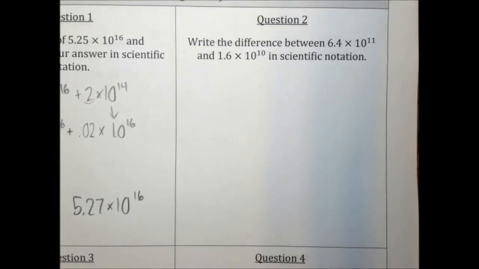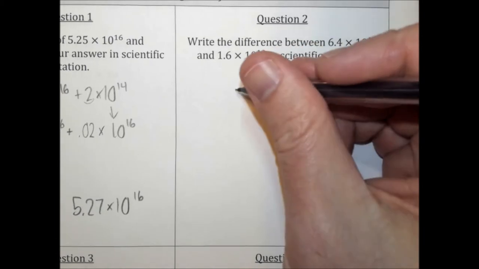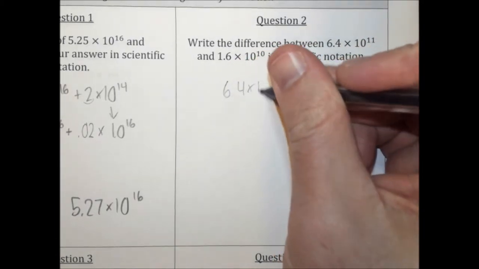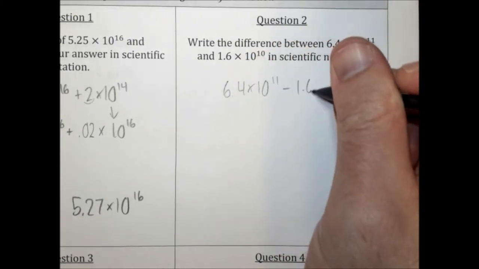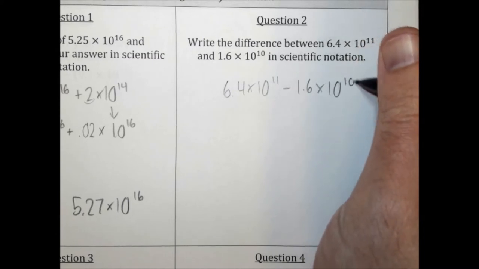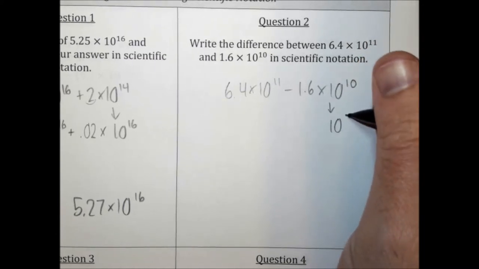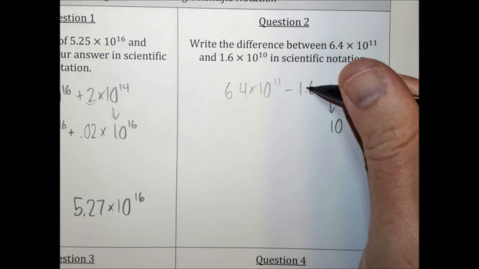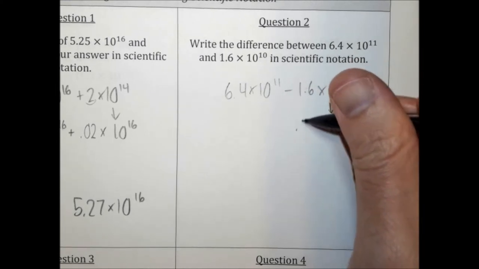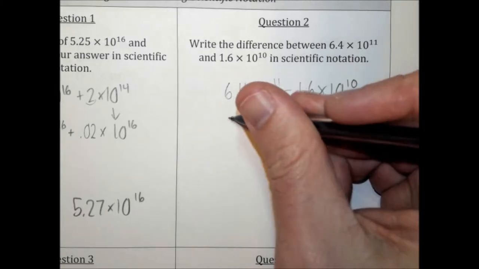Question 2. What is the difference between 6.4 times 10 to the 11th and 1.6 times 10 to the 10th in scientific notation. Same process, except we're subtracting. The exponents need to match, so let's change this to an 11. The exponent got bigger, this number needs to get smaller, so it's going to be 0.16.